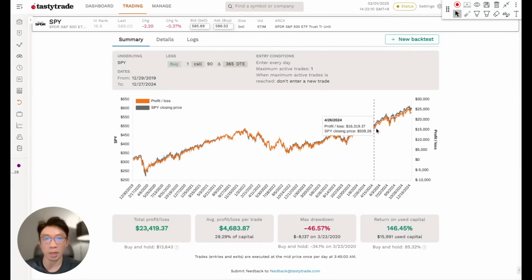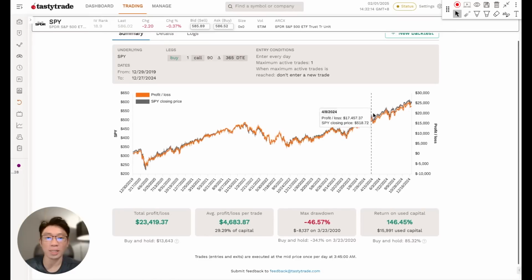So as you can see, the P&L matches very closely to the SPY closing price, but you can't really tell how the performance is just from here, so you want to look over here. The total profit and loss is about $23,000, and they compare this to buy and hold. If you buy and hold SPY, your profit is only $13,000, but if you went with the LEAP, it's going to be much more.